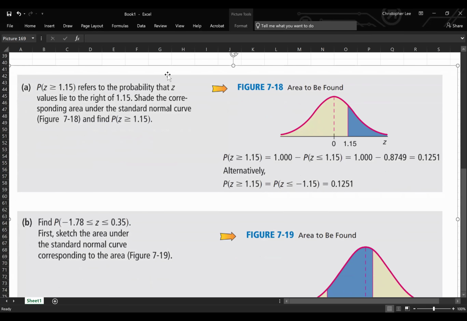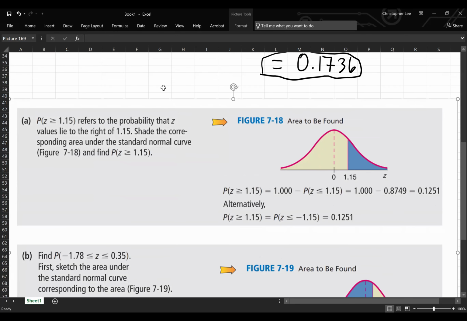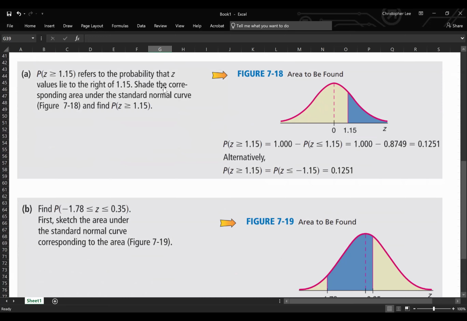So let's look at this question. The probability of Z greater than or equal to 1.15 refers to the probability that Z values lie on the right of 1.15. This is shade the corresponding area under the standard normal curve. This is the standard normal curve here, right? And you're just going to shade everything to the right of that. So you're going to look up 1.15, subtract it from 1, and you get the 0.1251. And that's how you do it when it's greater than.